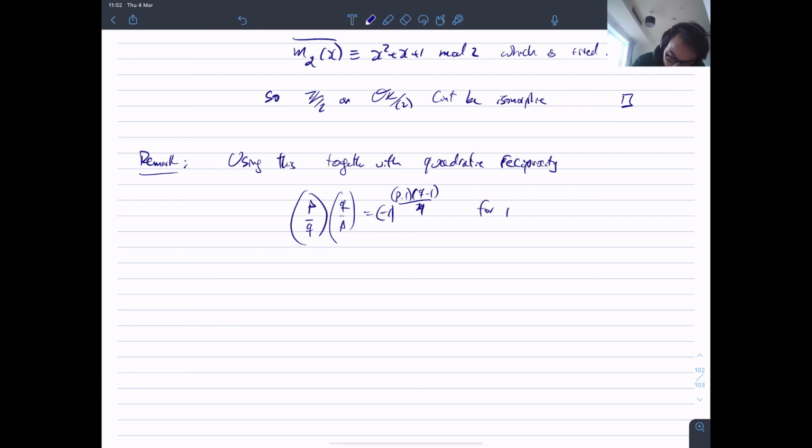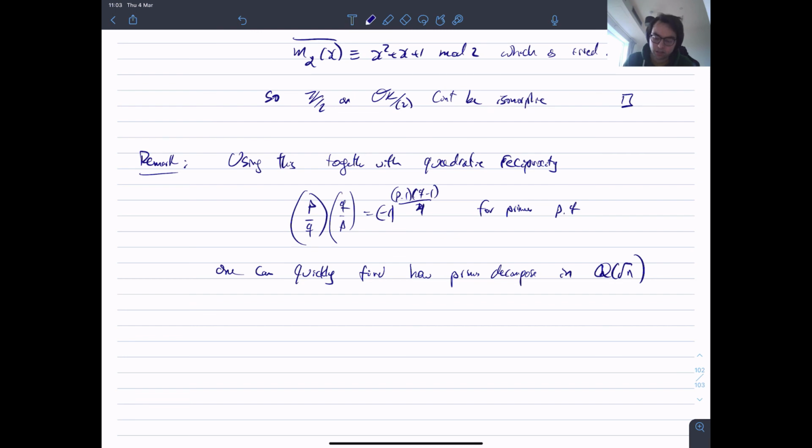Using this with quadratic reciprocity, for primes p and q, one can quickly find how primes decompose. So I want to tell you to not forget that quadratic reciprocity exists and to use it. All right. So I'll leave this here.